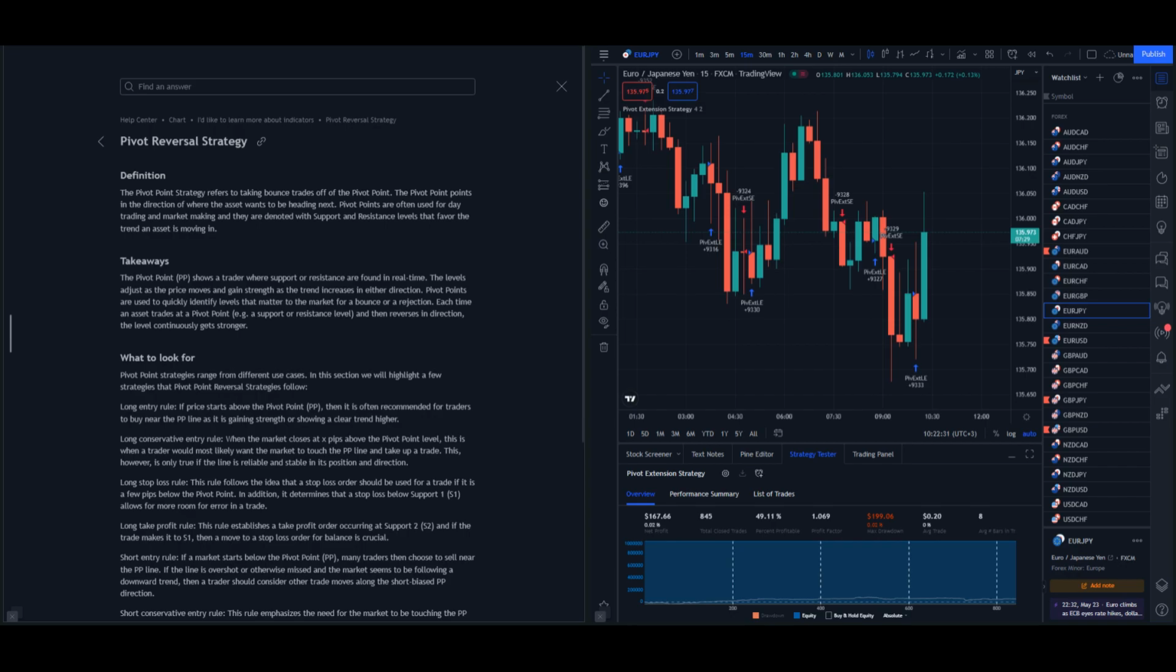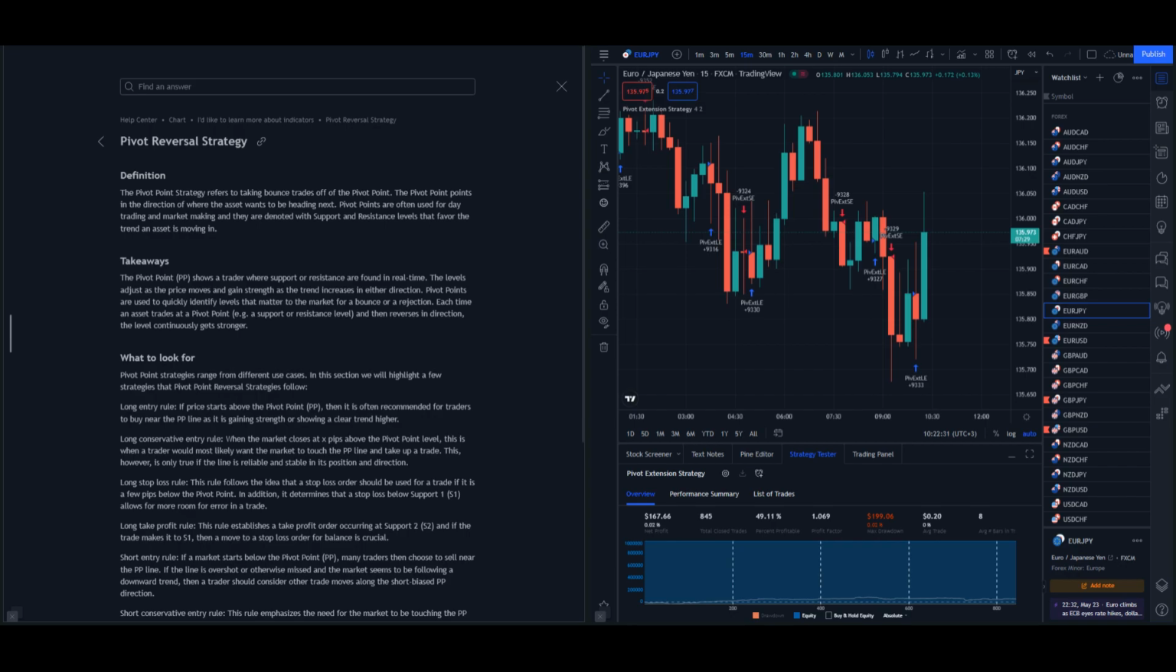Long stop-loss rule: this rule follows the idea that a stop-loss order should be used for a trade if it is a few pips below the pivot point. In addition, it determines that a stop-loss below support 1, S1, allows for more room for error in a trade. Long take-profit rule: this rule establishes a take-profit order occurring at support 2, S2, and if the trade makes it to S1, then a move to a stop-loss order for balance is crucial.